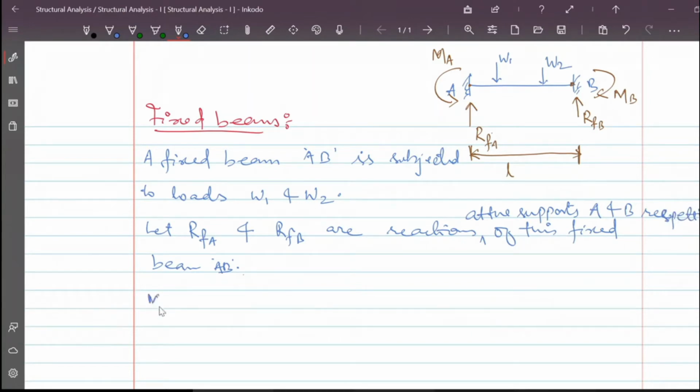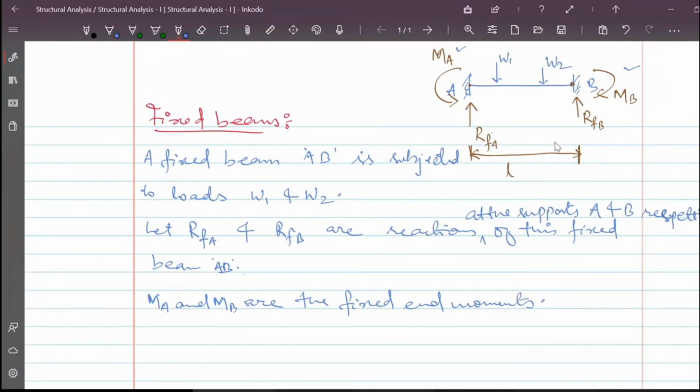Now let us say MA and MB. These moments have developed at the fixed ends, so we can call them fixed end moments. So MA and MB are the fixed end moments.